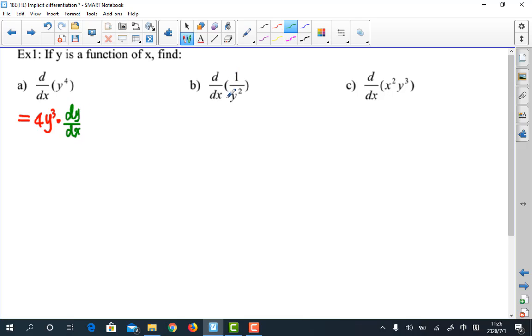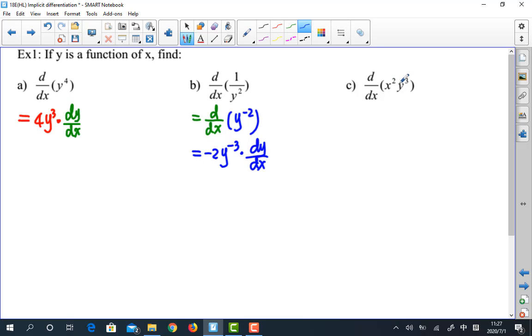Let's find the derivative of 1 over y squared. If you want to find this differentiation, the first step is we need to change this to the power form. So it's y to the power of negative 2. So I need to differentiate this one. Chain rule. Negative 2, y to the power of negative 3, the outside, times the inside.